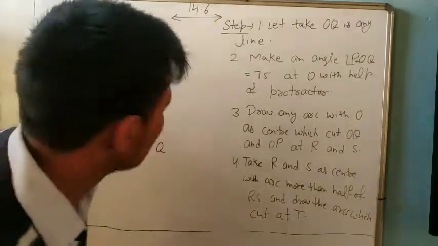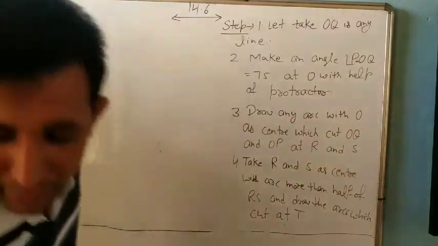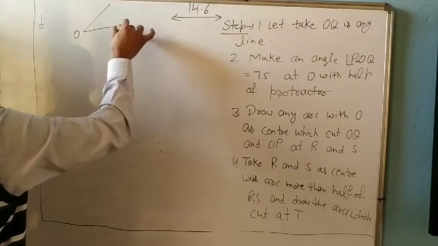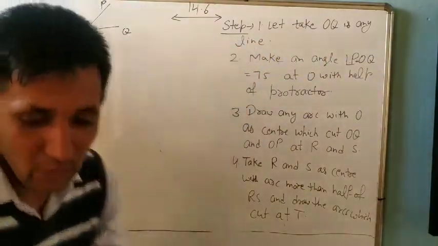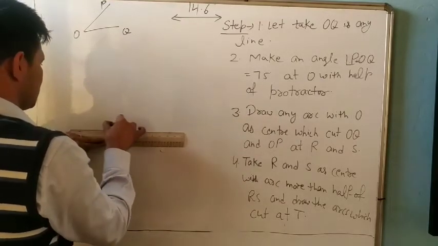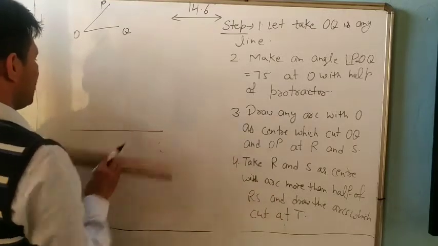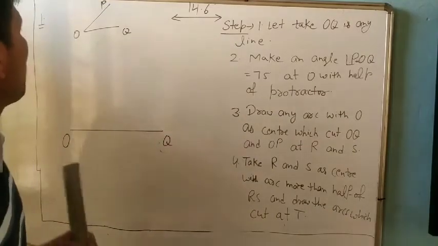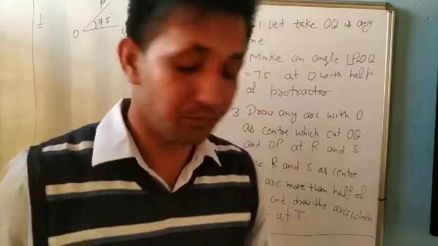So what will we do? First we need OQ. You can first make a rough figure. Draw angle POQ, like this: O, Q and P. So first, let's take OQ as any line. Next it is O, it is Q. Next it is given: draw angle POQ. How much is POQ? 75 degrees.